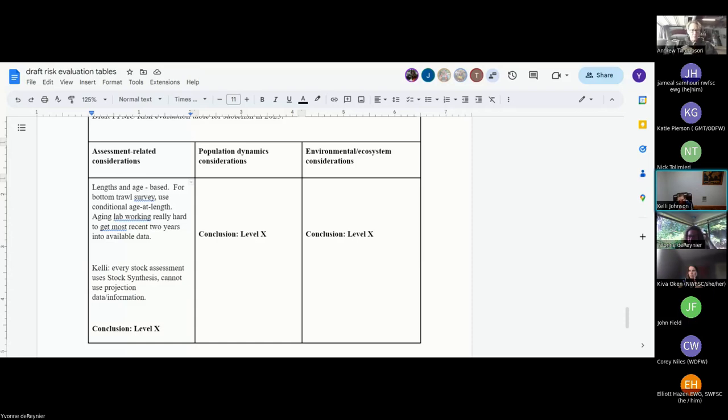Limited being that not all data sources that go into the model will be updated by the time the assessment is due. Okay, thank you for that, Kelly. And then Owen Hamel, I see you might have some wisdom to share.